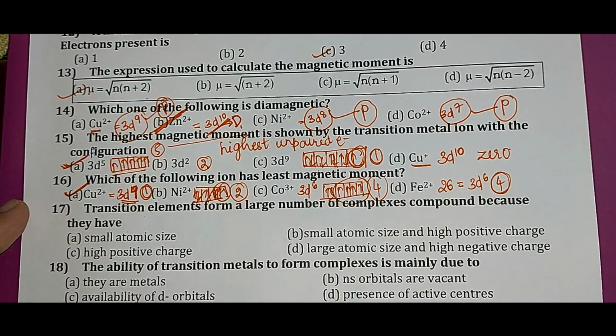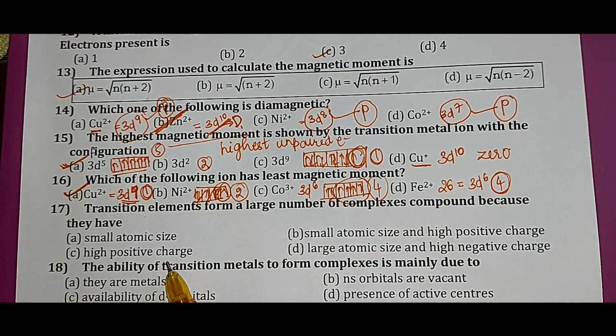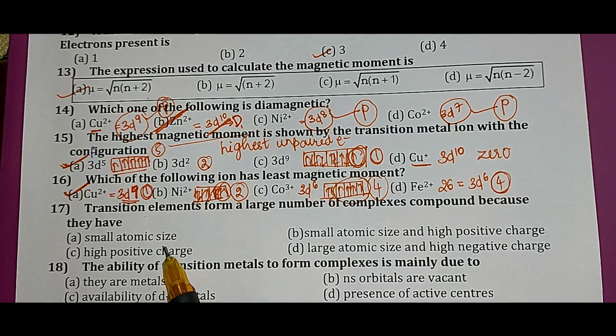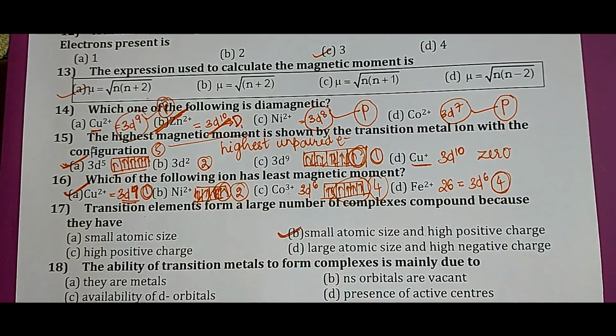Next, question number 17. Transition elements form a large number of complex compounds because they have... 3 reasons are given in NCERT: small size, high ionic charge, and the availability of d orbitals. So small atomic size, and the ionic charge will be positive there, remember it. Option A is given as small atomic size. B, small atomic size and high positive charge. C, high positive charge. D, large atomic size and high negative charge. So the correct and suitable answer is option B, small atomic size and high positive charge.